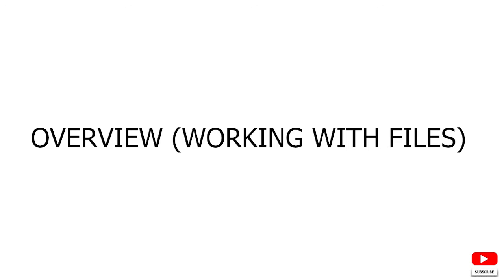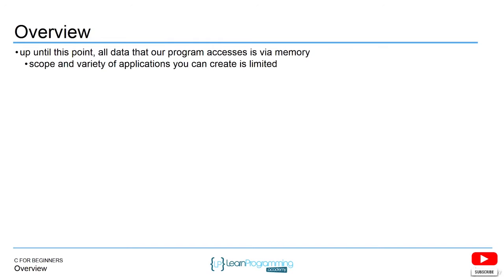So up until this point, all the data that our program accesses is via memory. Right? We're familiar with this concept of variables, structures, arrays, whatever it is. All the data that your program uses is in memory. And the reason that it's stored in memory is because memory is really fast, and you can access it quickly to perform calculations. You're doing the fetch-execute cycle, all that stuff.